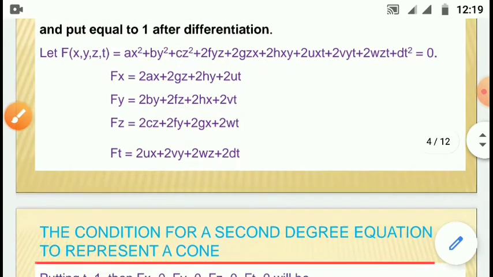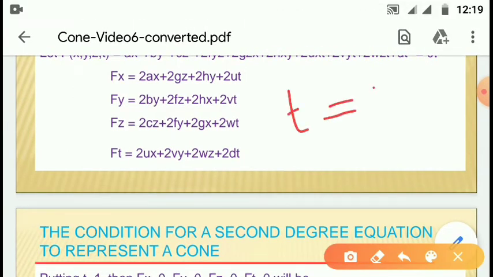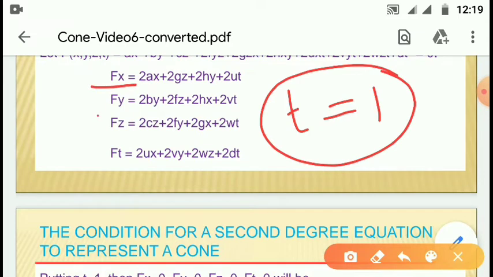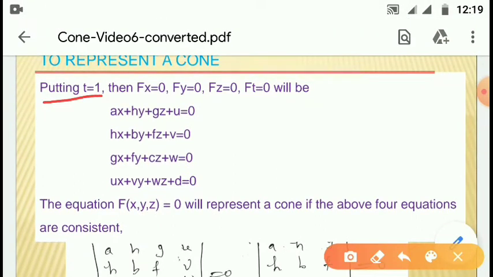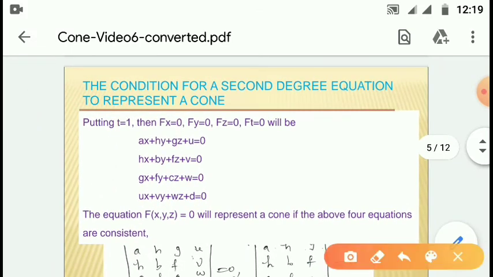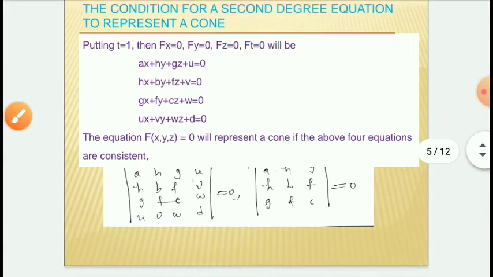So by taking t is equal to 1 and equating all these partial derivatives to 0, you will get these 4 equations. So the equation given in the problem, f of x, y, z is equal to 0, will represent a cone if the above 4 equations are consistent. Consistent means the equations have a solution.